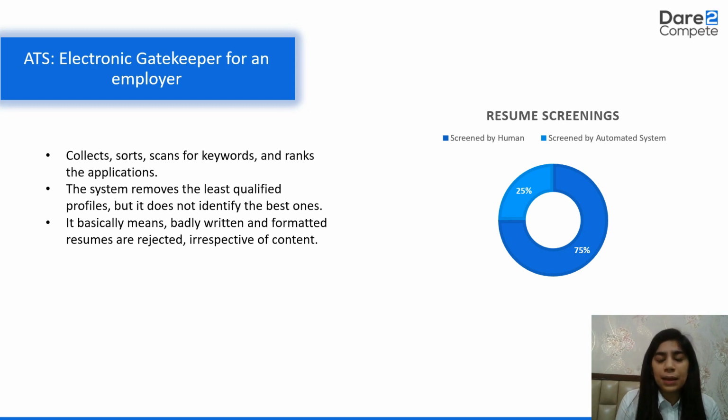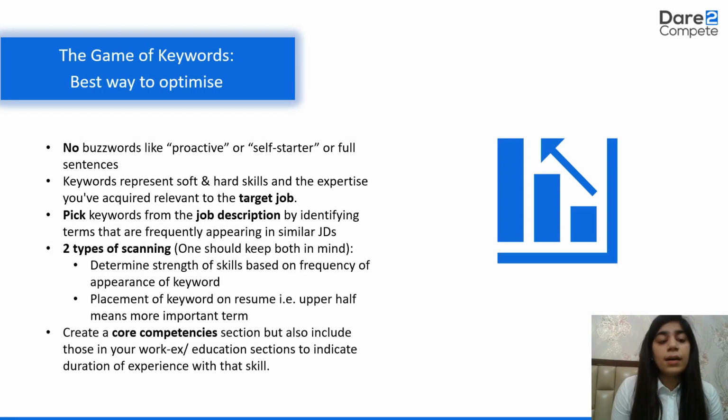So the first thing we should keep in mind is that the first step is to clear the ATS round for any application process. Coming to my second point, which is the game of keywords, the best way to optimize. So first thing I have here is, do not use any proactive or self-starter words like these, or full sentences for that matter. You should be very careful about the words you're using in your CV. Keywords represent soft and hard skills and the expertise you have acquired relevant to the target job. You should make sure that you're not overdoing your keywords. You should make sure that keywords represent the soft and the hard skills, and how they are relevant to your target job.